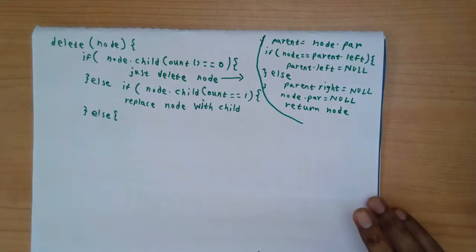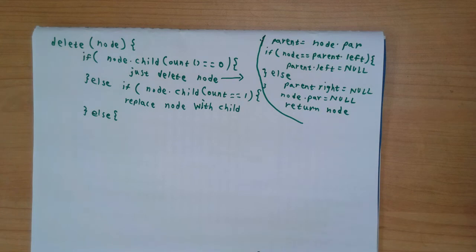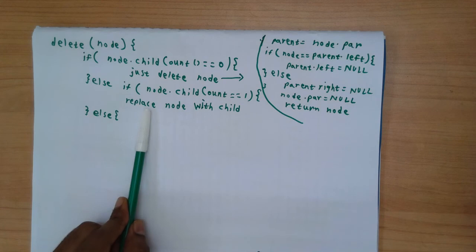Fine. Now let's think, what should we do if the node that we want to delete is having just a single child? In that case, again we have to do something similar. Okay, so I'll leave these things as a bit of exercise to you.